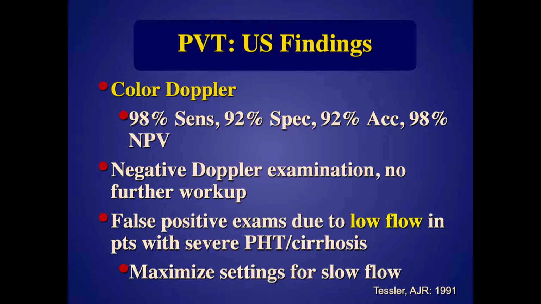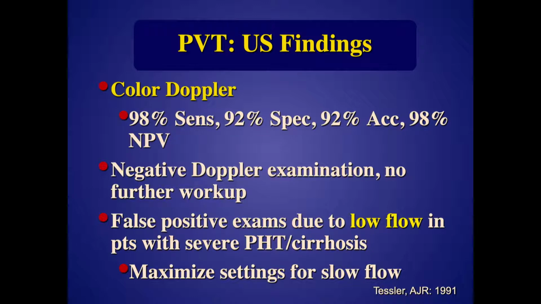The issue does come up, though, if you don't see flow, because color Doppler has limits to sensitivity. And so if you don't see flow in the portal vein, then you have to question, is it very slow flow, and it's just a limitation of the study, or is it really thrombosed? Now, there's a couple of ways to sort that out.